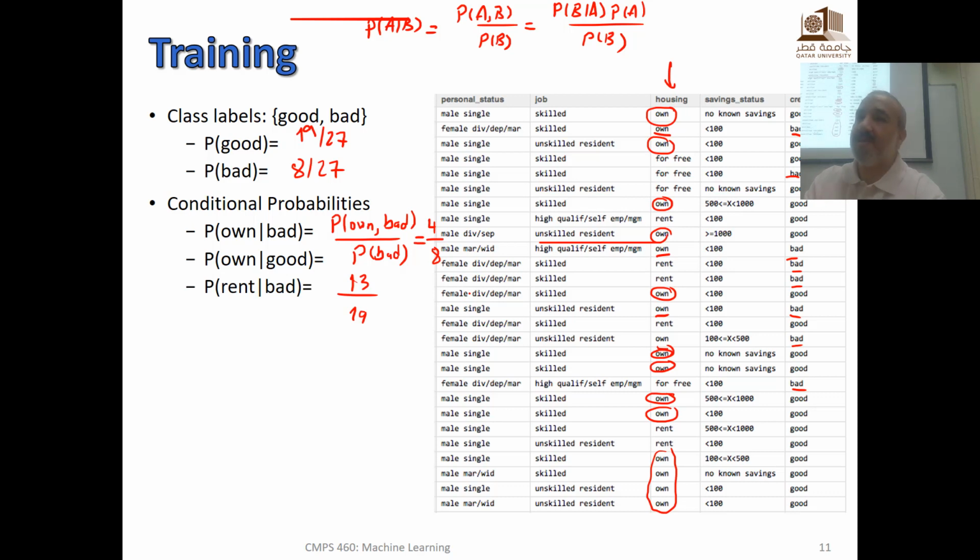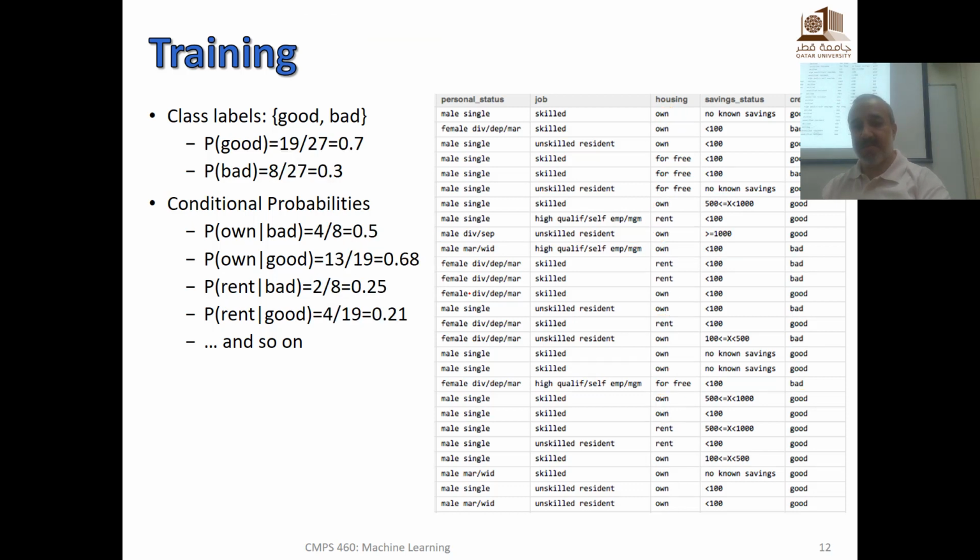Can we do the others? If I told you what's the probability of rent and bad, you know how to do it, right? Rent and given good, and so on. So you will compute all the conditional probabilities, right? How many of them? You know how to count, right? For every feature, how many possible values times the number of classes. That's for every feature. Okay? If you compute all of these probabilities, this is the trained model. It will be a big table, like this.